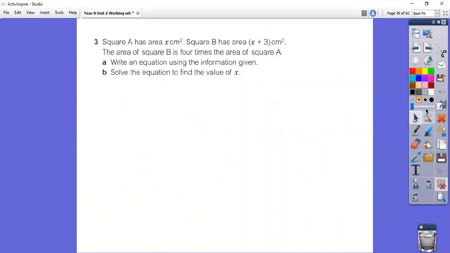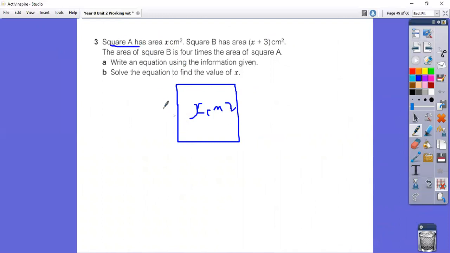So question 3, square A has area, oops. So here's my square, a very roughly drawn square. Okay, A has area X centimeters squared. But now remember, when you see the square, you know that both sides are going to be the same. So if this is 10, this is 10, the area will be 100 square centimeters. And B has a square, B has area X plus 3 centimeters squared. The area of B is 4 times the area of square A. Write an equation using the information given.